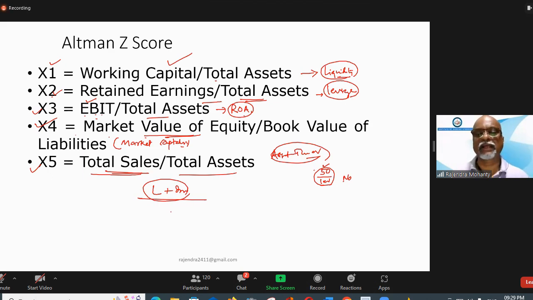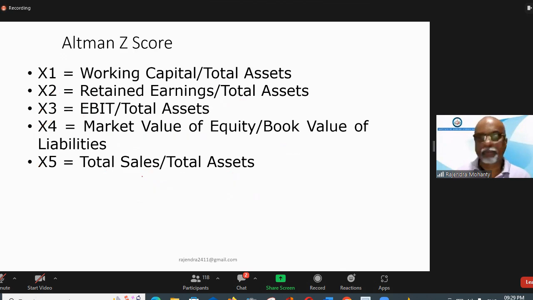Suppose 80 is your loans and advances, and total assets is 100. That gives you the asset turnover. So total asset is this much, out of which 80 is the earning assets. Loans and investments are earning assets. That's why you call it total sales. So these are the five vital performance ratios to be taken. This X1, X2, X3, X4 and X5 I have explained.